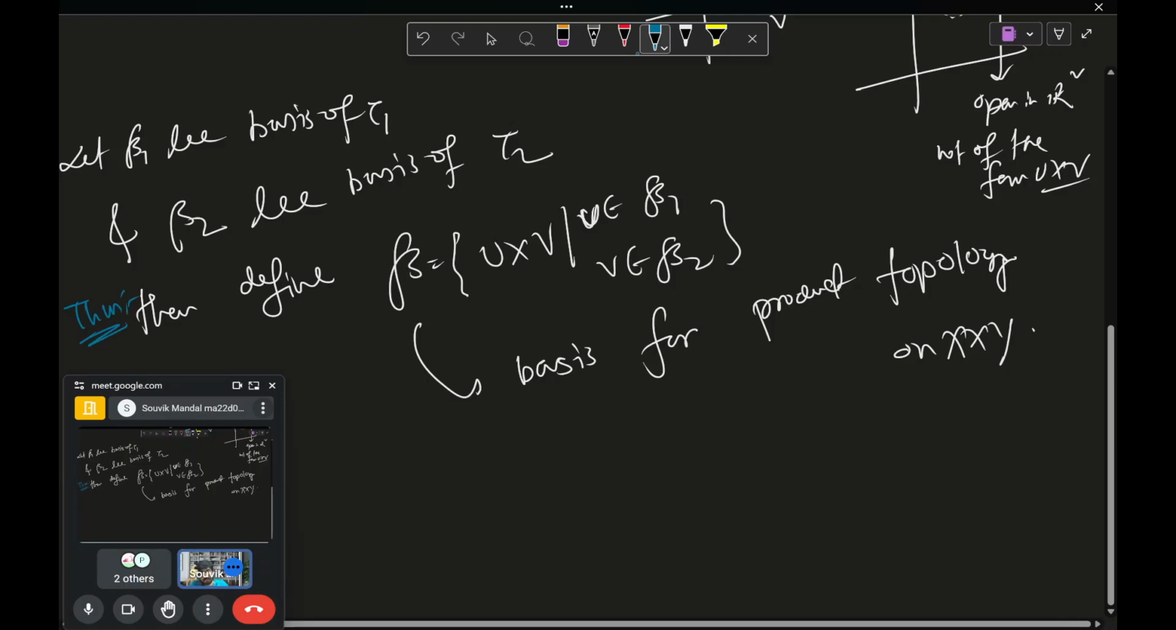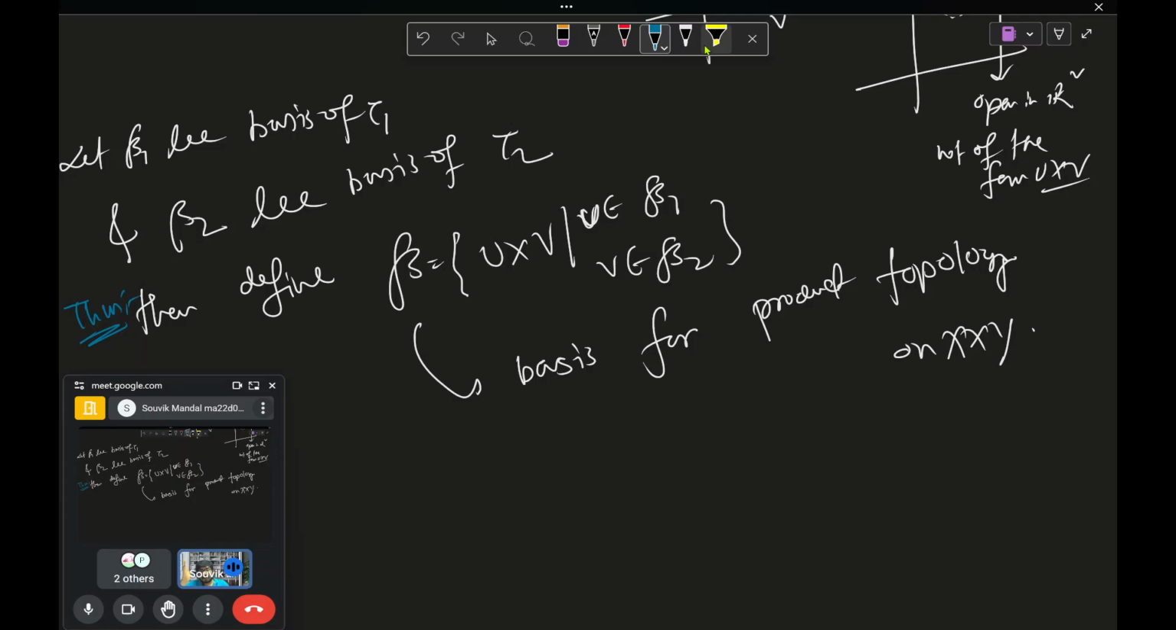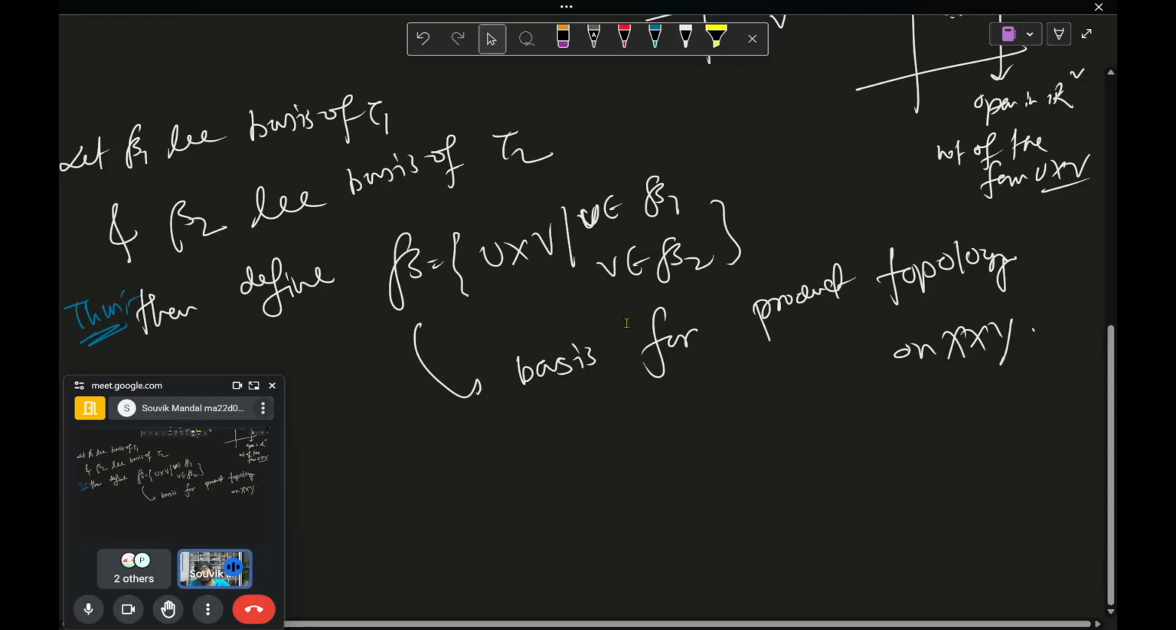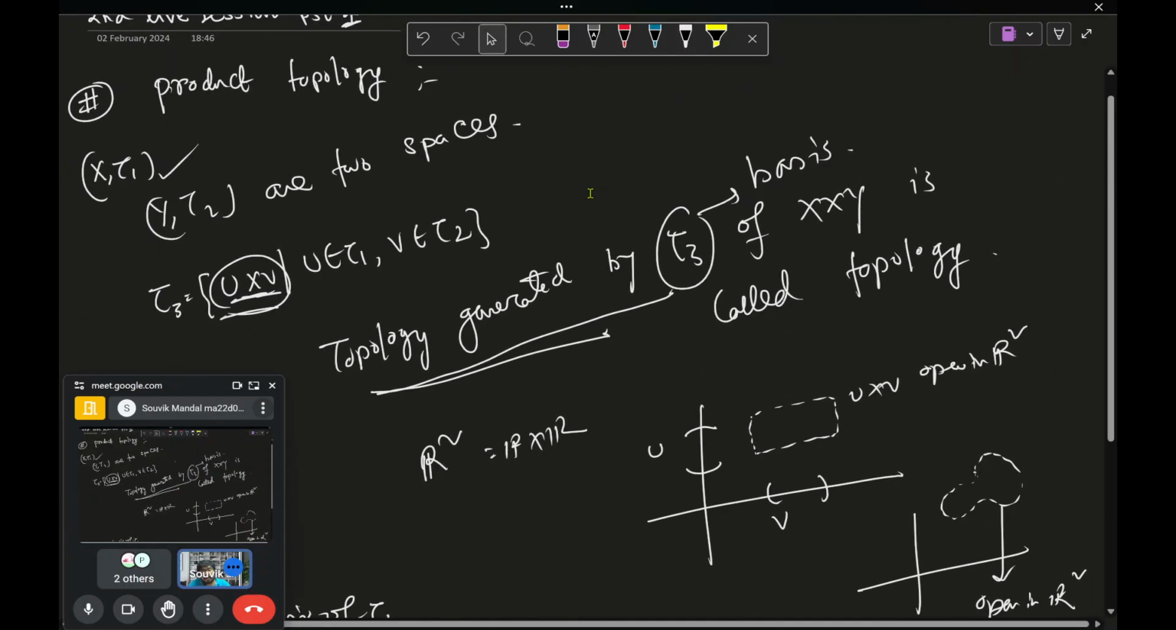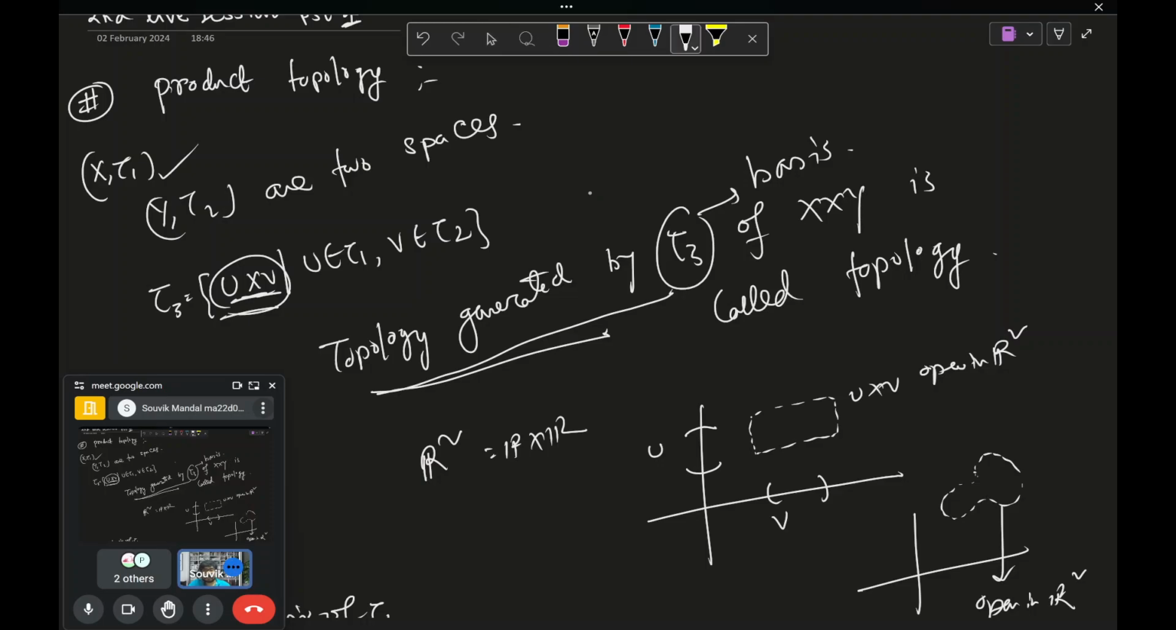So the thing is, for the product topology, if the bases are already given, we can simply take all possible Cartesian products between those two basic elements, and that will give a basis for the product topology X cross Y. Okay. So can anybody please tell how to prove this? Look, we have already defined product topology in terms of basis elements of the form U cross V. So this is the definition.